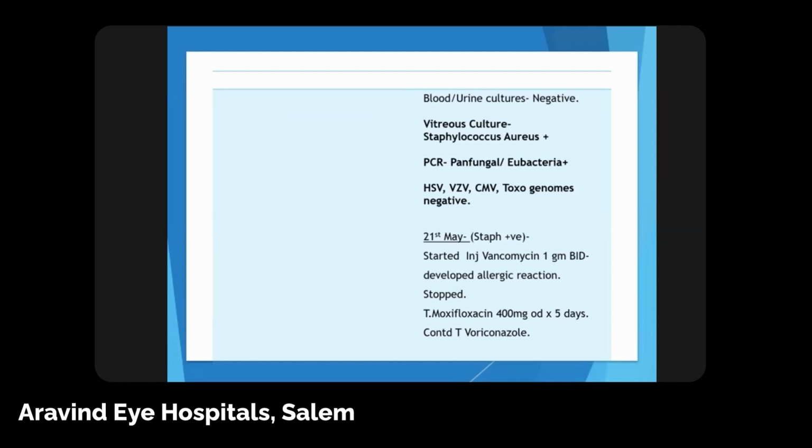And the PCR for toxo and the viruses were negative. So my definite diagnosis at this point of time was endogenous endophthalmitis, mixed etiology, bacterial and fungal. You cannot ignore the clinical finding of observing fungal filaments or fungal balls in the vitreous. So the patient completed 5 days of Magnex, and the patient was started on voriconazole, which is more specific for fungus. But he developed an allergic reaction, so the patient was put on oral moxifloxacin.